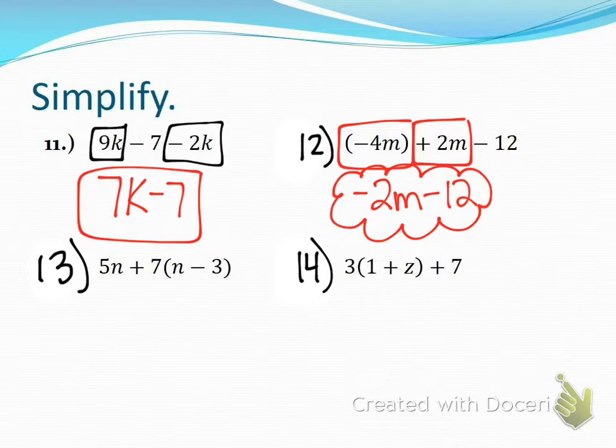On number 13, do we need to distribute? Yes. So the distributing has to happen before we try to combine terms. Distributing comes before combining. What is getting distributed? 7. And what is it getting distributed to? Good. The n and the minus 3. So that means that for now, the 5n isn't changing. So we have 5n plus 7 times n minus 7 times 3.